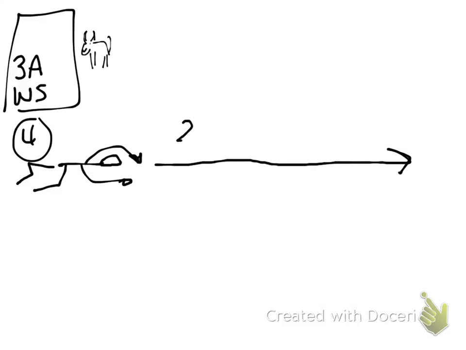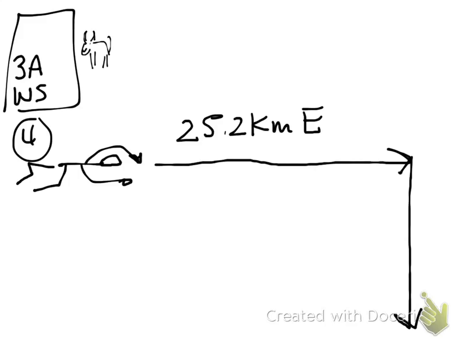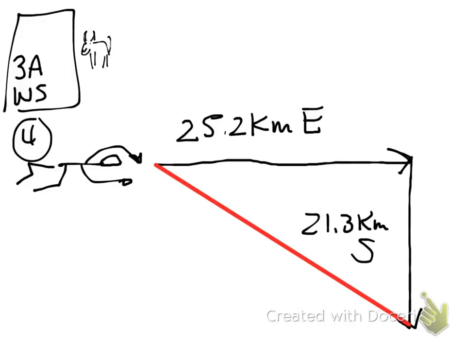Okay, so she swam 25.2 kilometers east, made a 90-degree turn, and went 21.3 kilometers south. What was her resultant displacement? So what we're looking for, of course, is VR. And we also want to find, of course, our angle here.